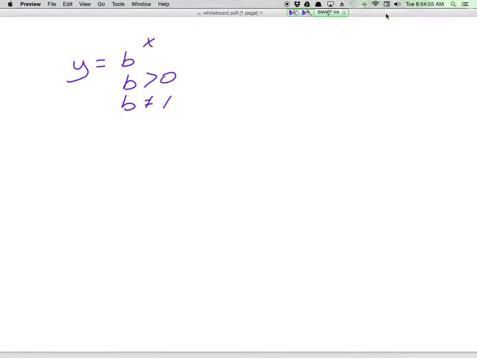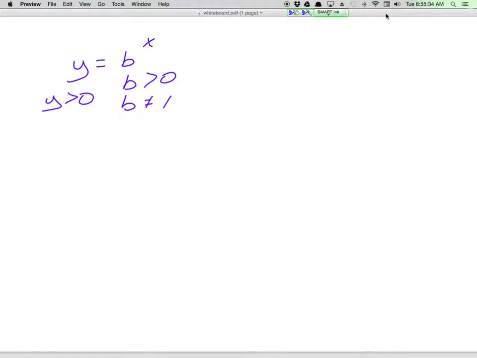Okay? Now, if there is no vertical shift to my exponential function, what do I know about my y values? My horizontal asymptote is 0, so what does that tell me about my y values? They're greater than 0. So I know that my y values must be greater than 0. Are there any restrictions on what x can be? There are no restrictions on what x can be.